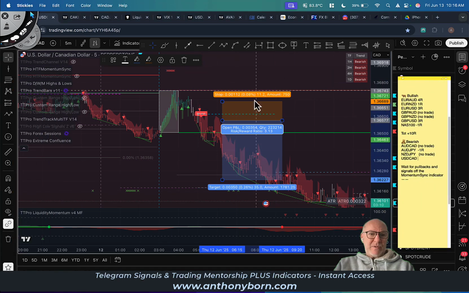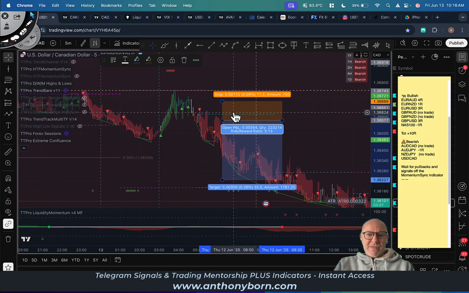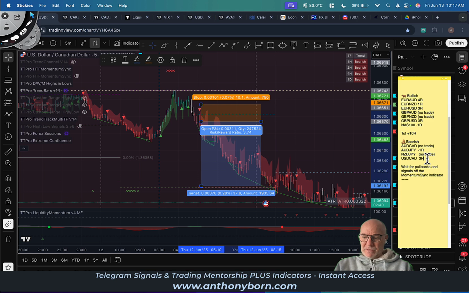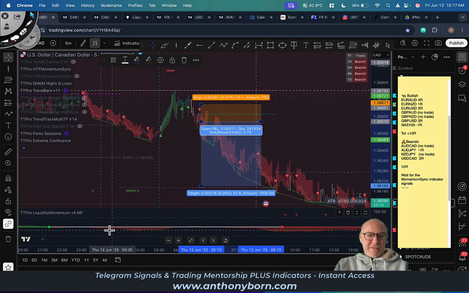I'll just take the box out and show you what I mean. So there's our signal there, down to the purple line, just call it 3R. That's a total of 12R. If you followed the strategy, I do say wait for pullbacks, but I'm just going to say wait for the momentum sync indicator signals. That's it. And/or the signals off the liquidity momentum as well under here.